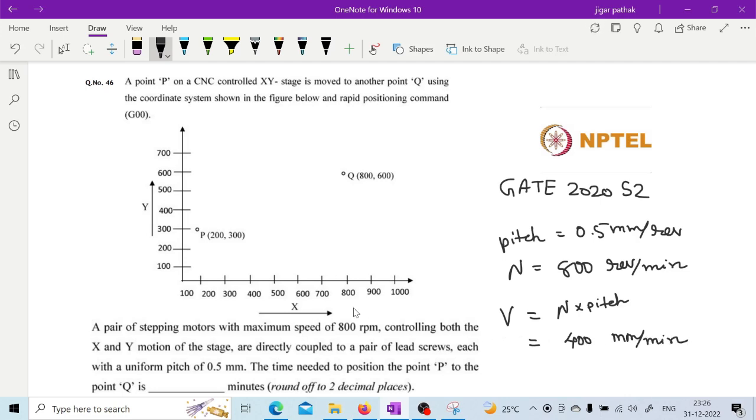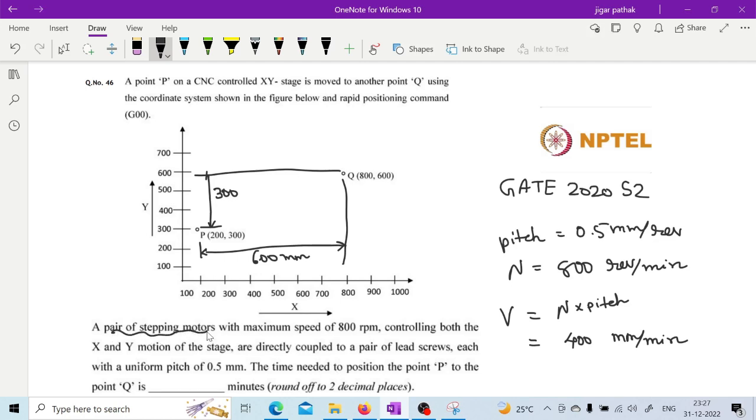Now if you see in the given figure, the distance needs to be traveled along x direction is 600 mm, right, and the distance needs to be traveled along y direction is 300 mm. So now there is a pair of these stepping motors, right?